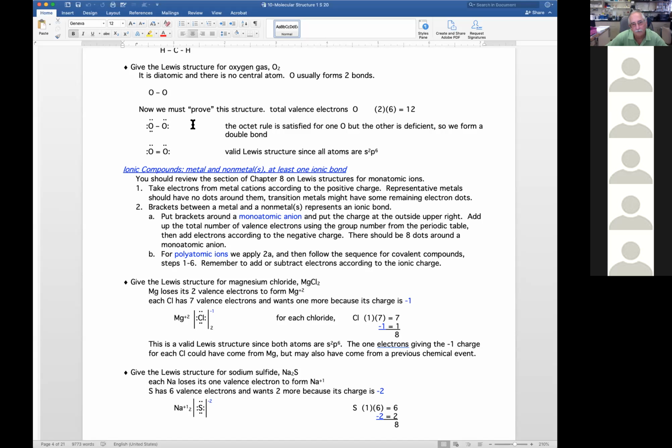So then I have to look for happiness. Okay, this has 8, so that's happy. This has 6, so that's not happy. So what would you do to fix that? Share some valence electrons. Make a multiple bond. In this case, the double bond satisfies it. 2, 4, 6, 8, 2, 4, 6, 8.